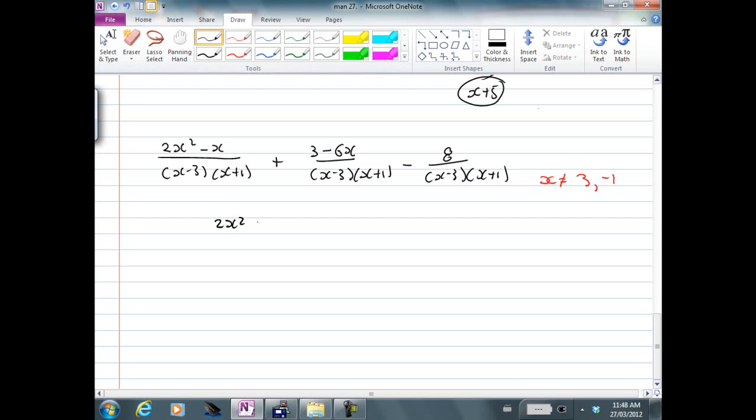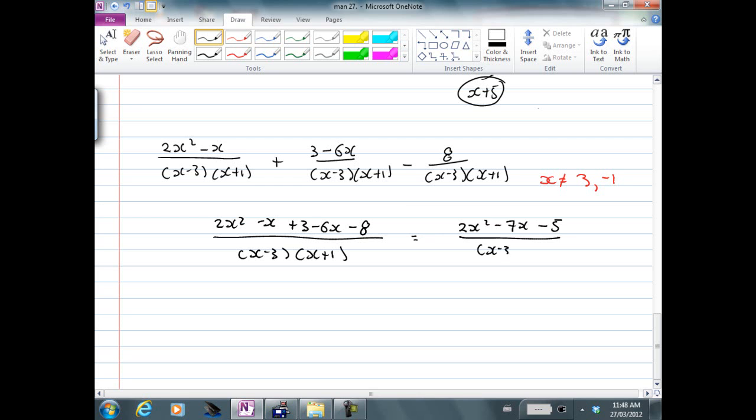2x squared minus x plus 3 minus 6x minus 8 over x minus 3, x plus 1. I'm going to look at the top, and I notice a lot of things can work very nicely. 2x squared minus 7x minus 5 over x minus 3, x plus 1. If you stop right here, I'll probably take off 1.5 marks. You gotta carry it further.